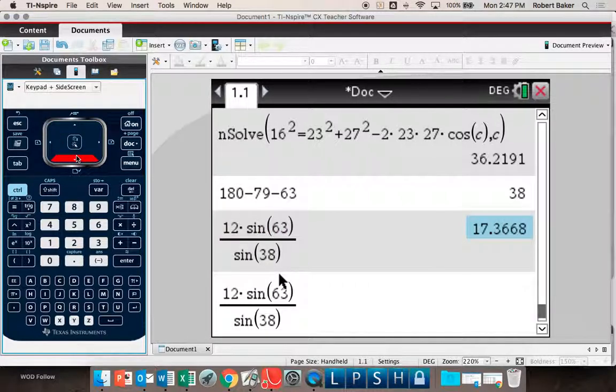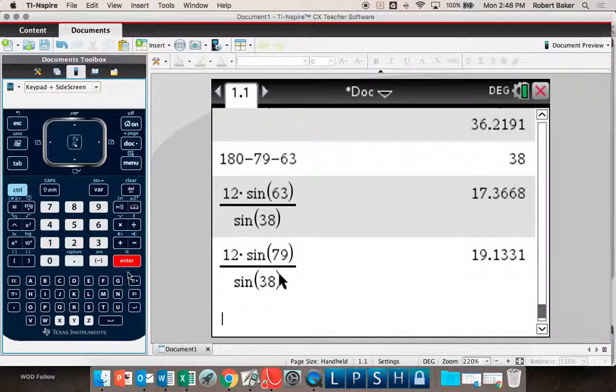Doing this for a reason. 19.1331. So the only thing that changed was the sine of the angle that I was talking about. So 12 sine 79 divided by sine 38 is 19.1331.